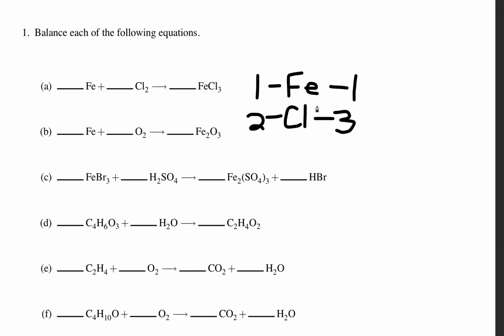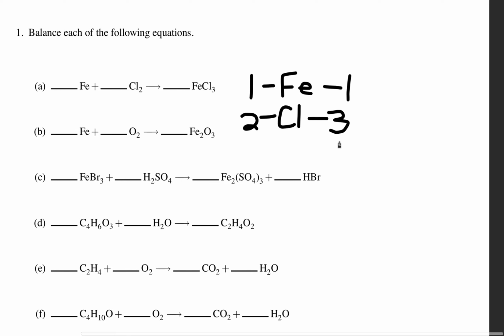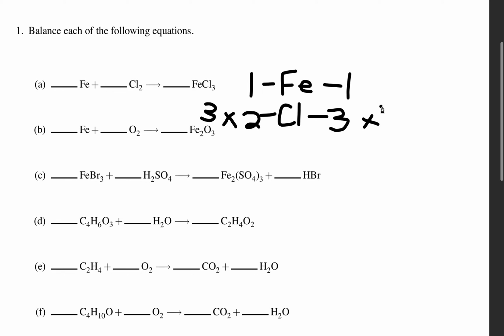So what I'm going to do is look to the chlorine to see what is going to be the lowest common multiple of chlorine. In this case, I have 2 chlorines on the left, and 3 chlorines on the right. What I'm going to do is try to make sure that both of these equal 6, because I believe that is the lowest common multiple. I'm not very good at math, but I'm pretty sure that's the correct term.